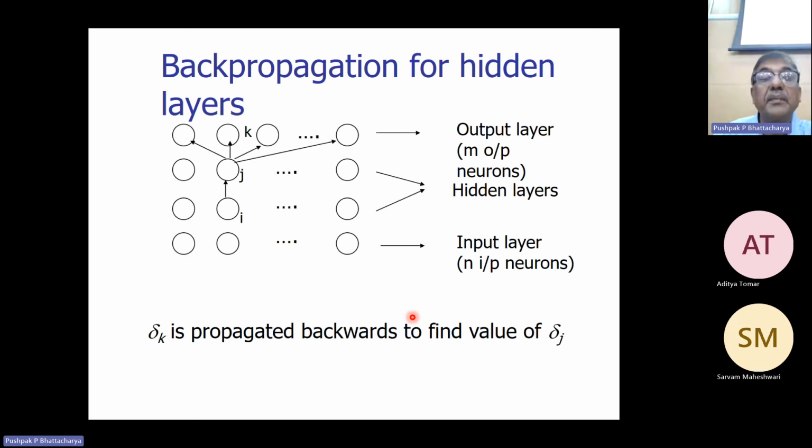If you want to picture it, all the delta Ks are fed back by the weights, used backward to obtain the delta J here. That's why this algorithm is called backpropagation.